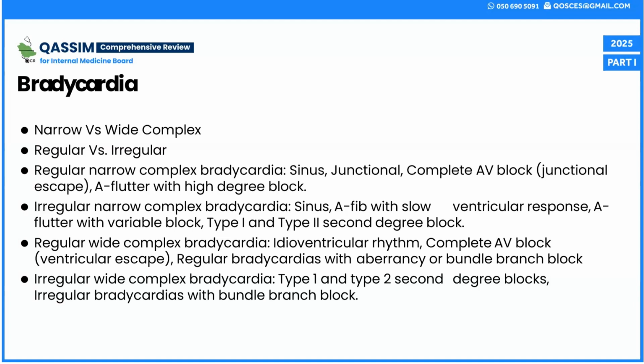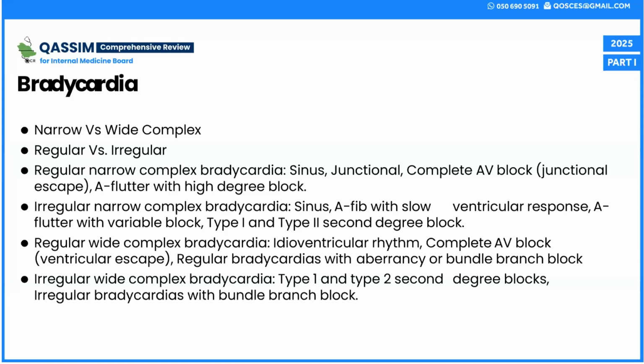So to simplify it, for bradycardia the same rule applies. Either it is narrow or wide, irregular or regular. If it is regular, it's most likely a junctional escape rhythm or sinus bradycardia, and these are the common ones. If it is irregular but narrow, think about AFib, or heart block, type 1 and type 2, Mobitz type 1 and type 2, because the PR interval, as we said, will cause a form of irregularity.